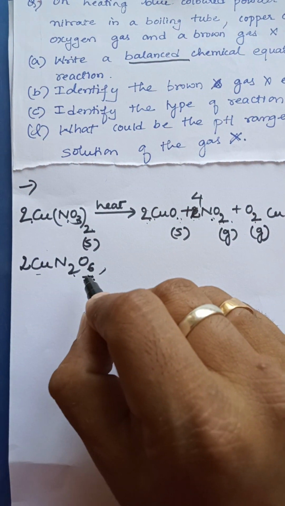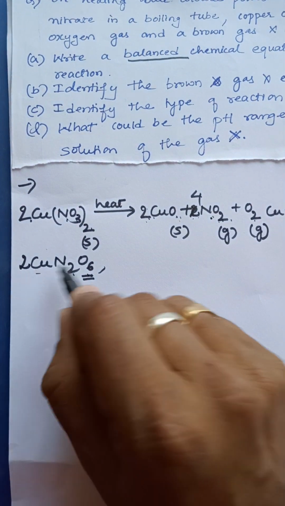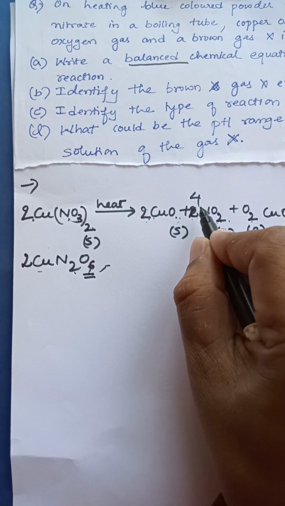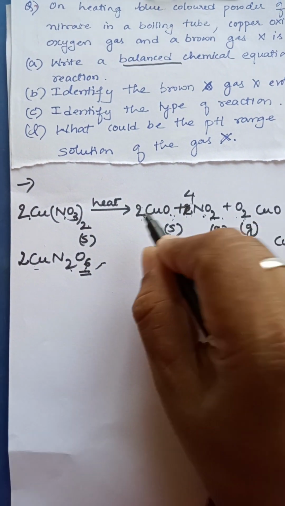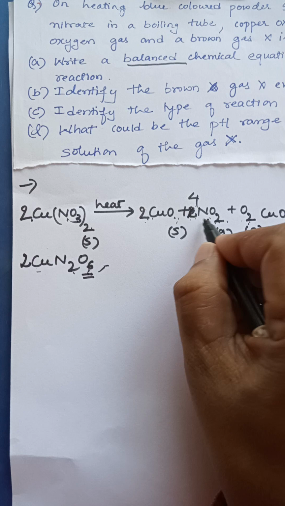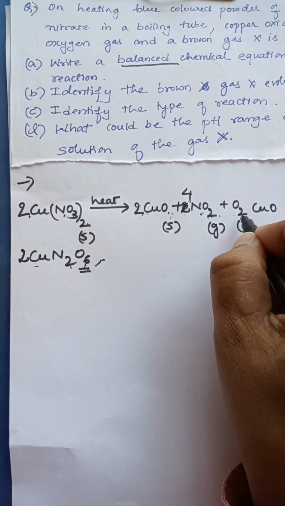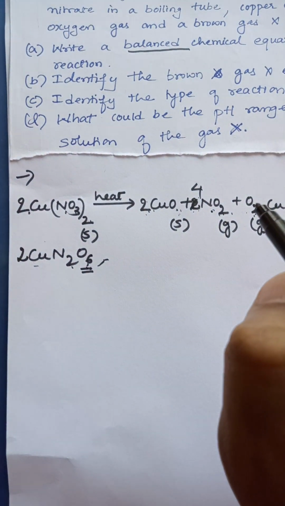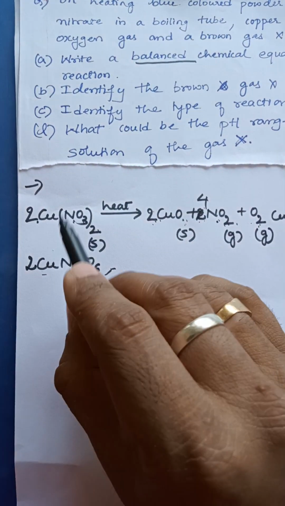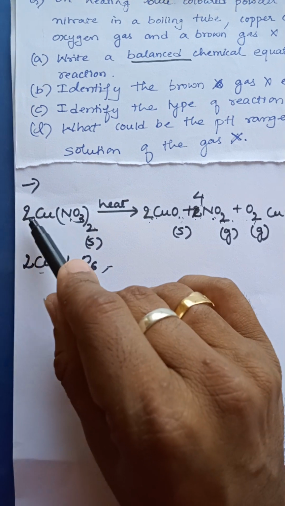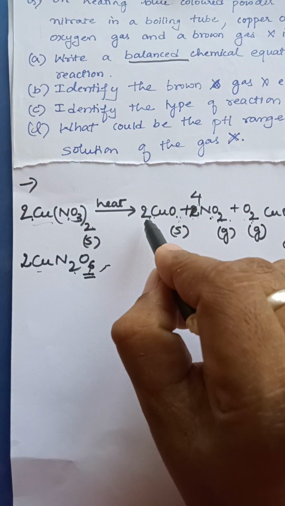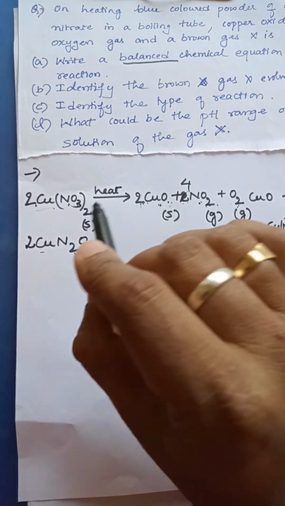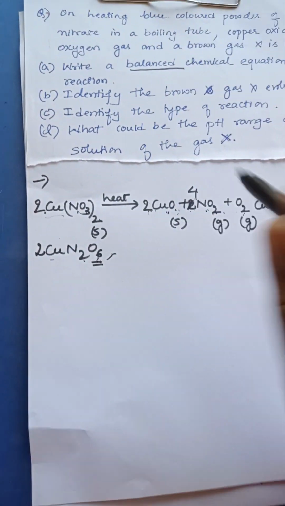Now let us recount the number of oxygen atoms. 2 into 6, it is 12. Here it is 2 plus 4 into 2, 8, plus 2, 10, plus 2, 12. So the number of oxygen atoms is also balanced. Nitrogen is balanced. What is left out? Left out element is copper. Copper is 2 into 1, 2 in number here. It is 2 in number here also. So the number of copper atoms is also balanced on both sides of the equation.